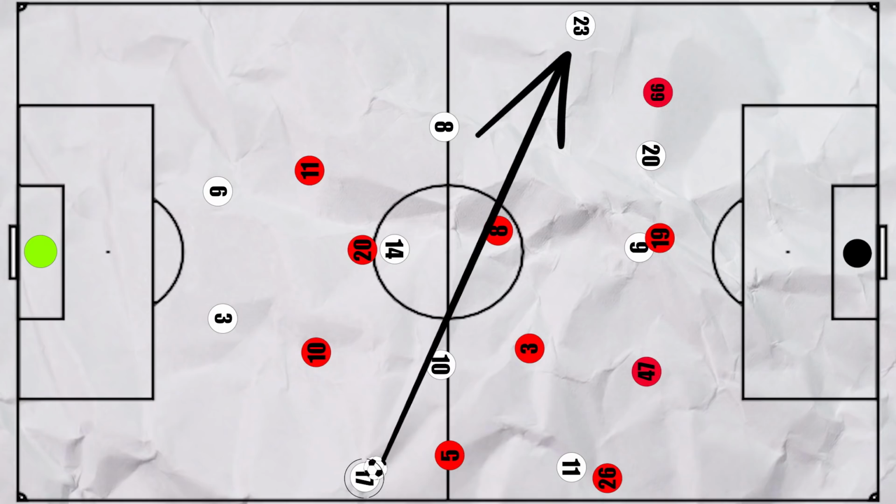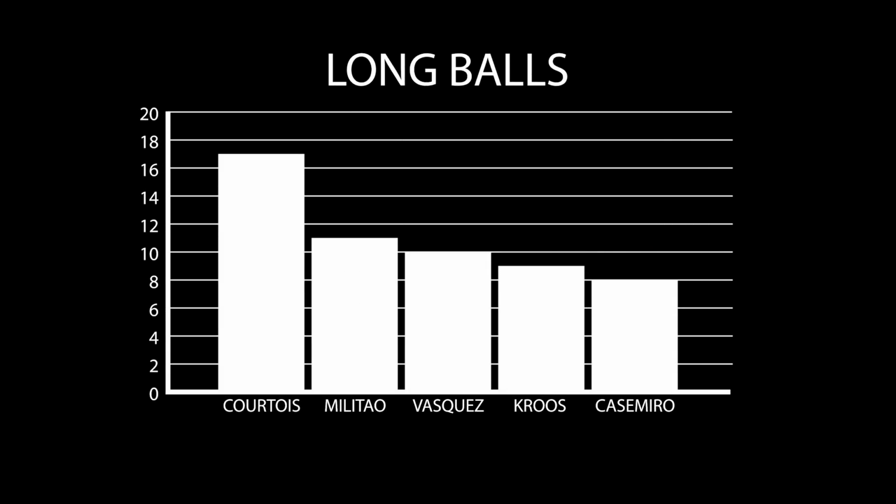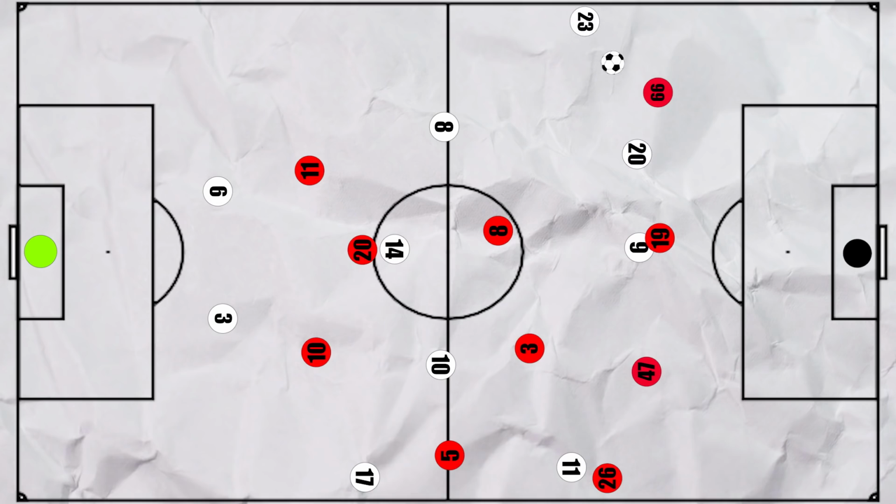Vasquez from here would then have the time and space to attempt the switch into Mendy, and he attempted 10 long balls throughout the 90, only bettered by Courtois and Militao. And once Mendy received the ball, he and Vinicius combined well throughout the 90 to get to the byline to look for crosses or to cut infield to look for shots, whilst constantly rotating their positions.